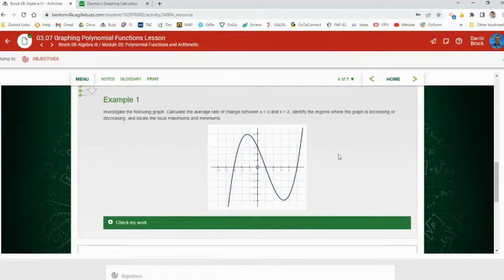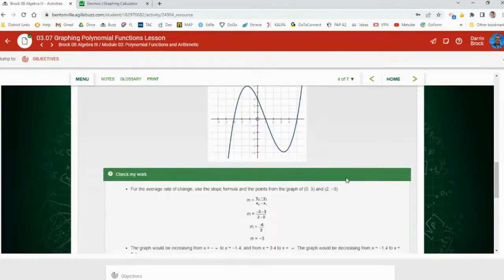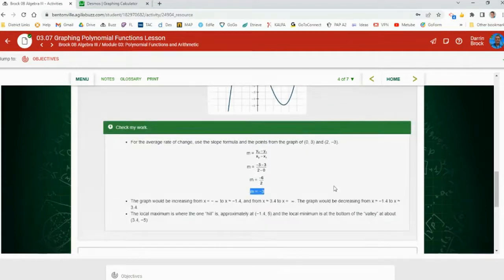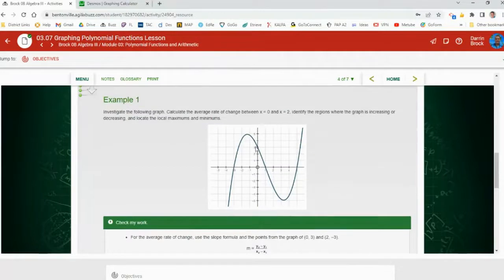Okay, this one wants you to calculate the average rate of change between x equals 0, when x equals 0, it's 3, and x equals 2. When x equals 2, it's negative 3. So how much did it change? It changed negative 6. How much did the x change? The rise over the run, right? The rise is negative 6, and the run is 2. Negative 6 over 2 is negative 3. Rise over run. So the average rate of change between x equals 0 and x equals 2 is it goes down 3 every time x goes up 1. Negative 3, negative 3.